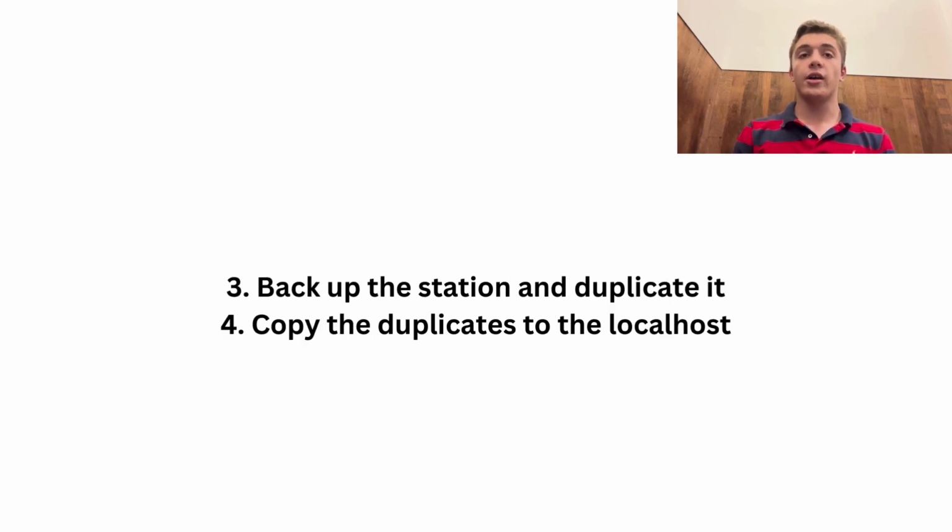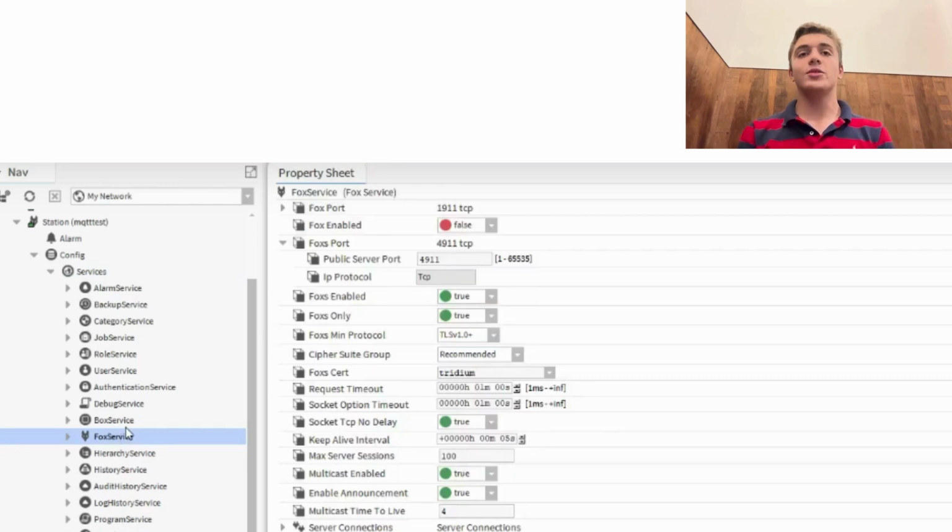We took the backup file, duplicated it, renamed it ESB for Empire State Building and Chrysler for the Chrysler Building, and then copied those over to the local host using the station copier. Now we were almost done. We just had to give each station a unique port number.